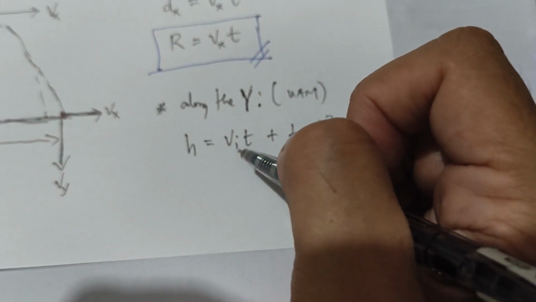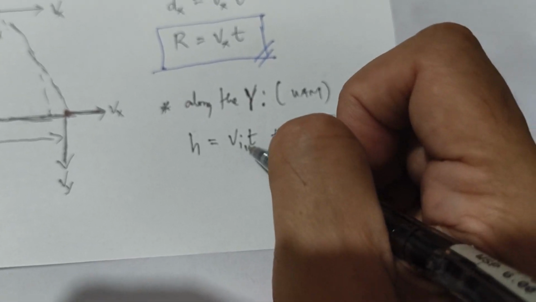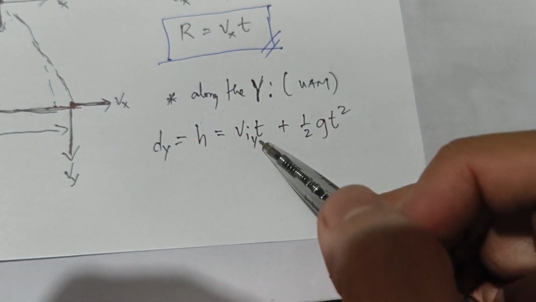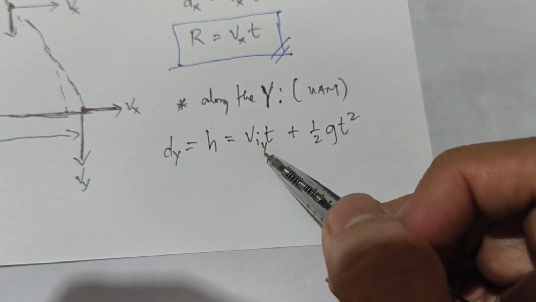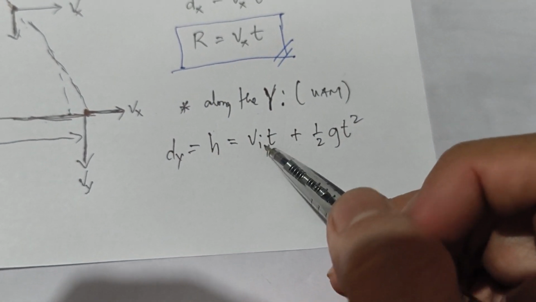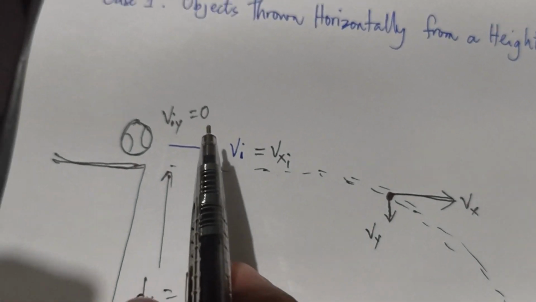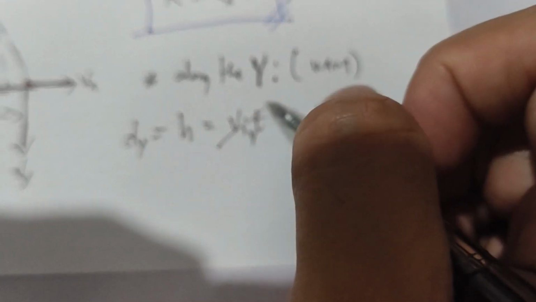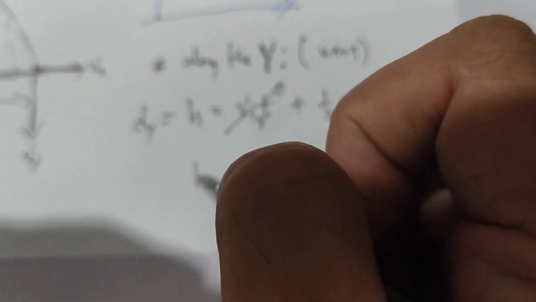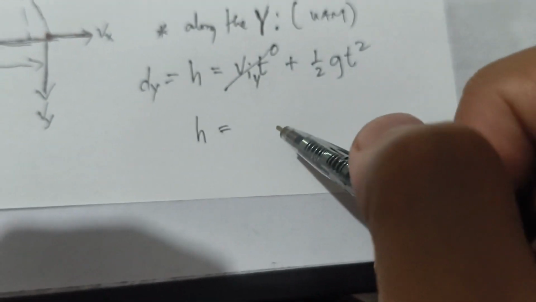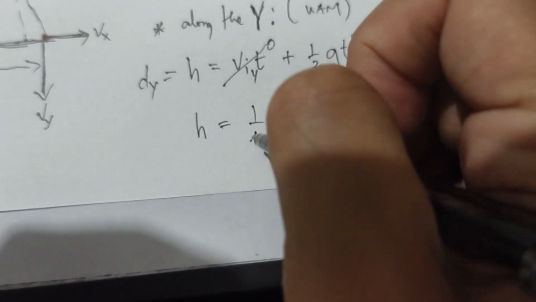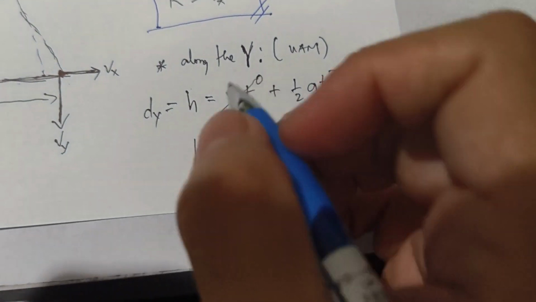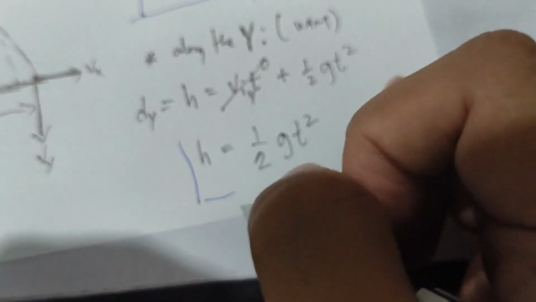But the velocity initial along y, since this is dy, h is equal to dy, so ibig sabihin the Vi should also be along y. V initial y, as you can see here, is 0. Okay, so therefore this becomes 0, and the equation is reduced to h is equal to 1/2 g t squared. So ito ang formula natin.